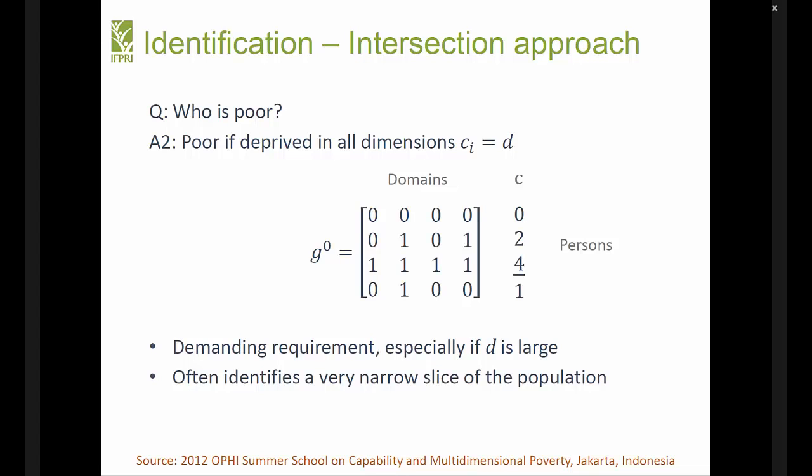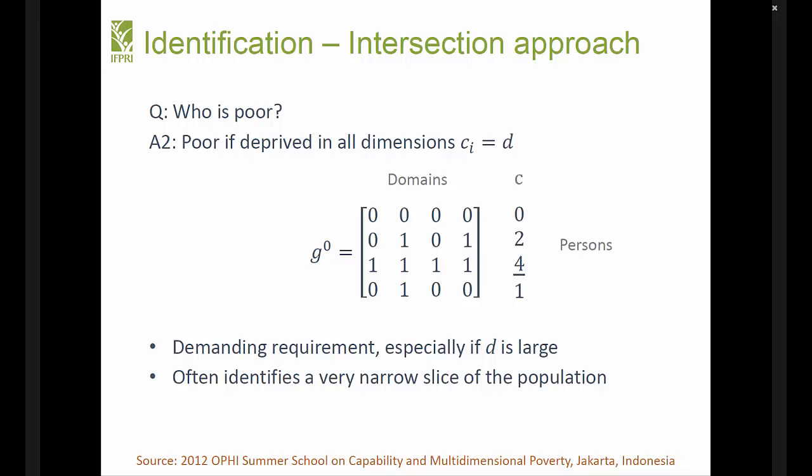Oh no, this is correct. So it's a demanding requirement, especially if D is large. Here you only have the one person, so you're requiring them to be deprived in all of the dimensions.